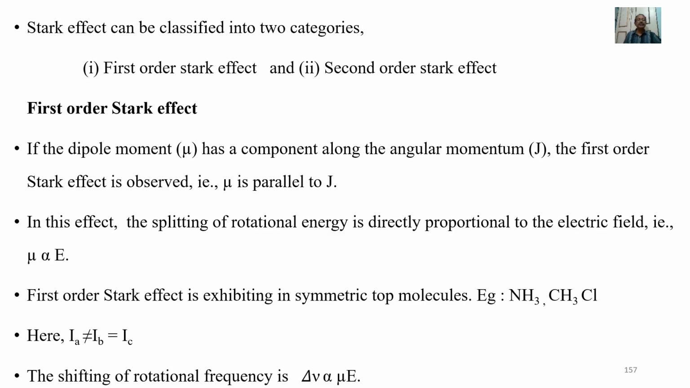Stark effect can be classified into two categories: first order Stark effect and second order Stark effect. First order Stark effect goes like this. If the dipole moment mu has a component along the angular momentum J, the first order Stark effect is observed. That is, mu is parallel to J. In this effect, the splitting of rotational energy is directly proportional to the electric field.